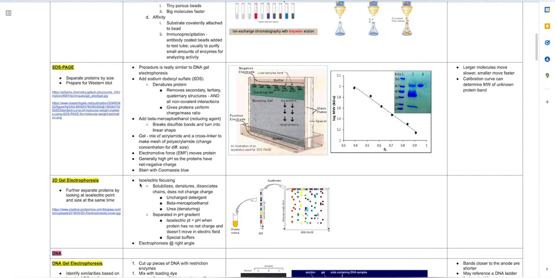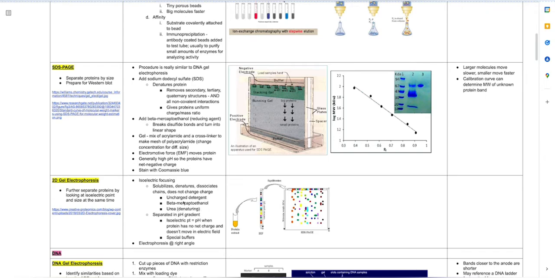What you need to do here is first treat your protein with something that can make it soluble and denatures it and dissociates all the chains but does not change the charge. You can do this with an uncharged detergent, beta-mercaptoethanol, and urea, because urea denatures proteins.